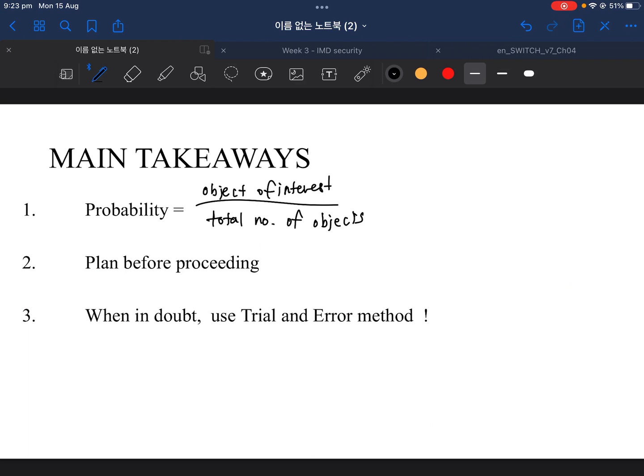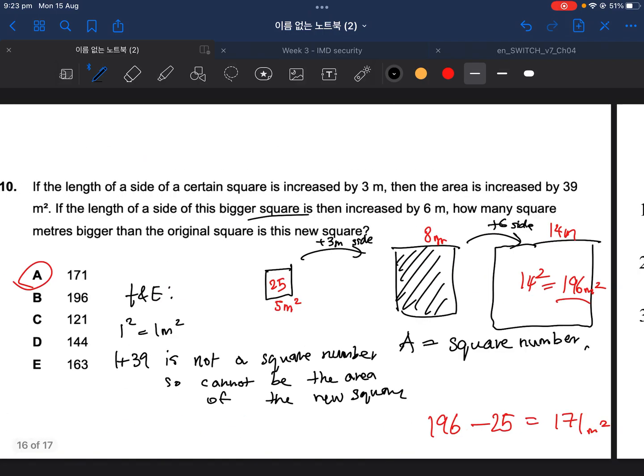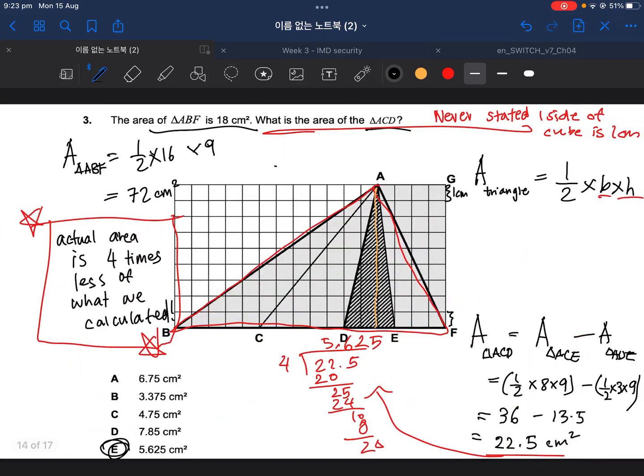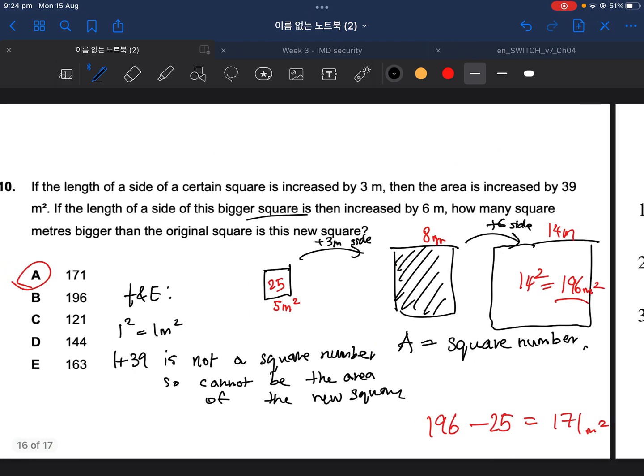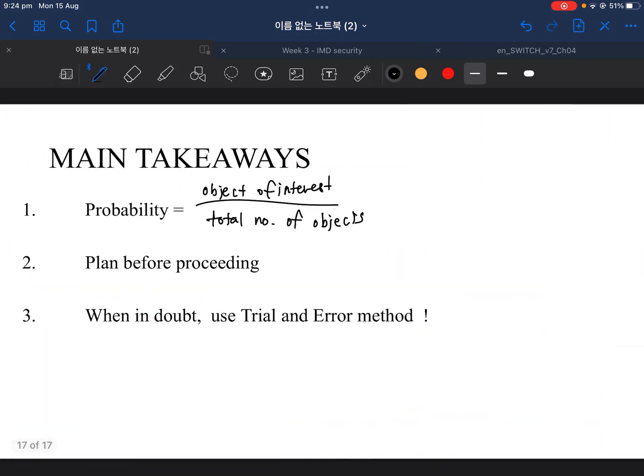Dot point number 2, plan always before proceeding. Okay, plan before working something out. And why do I say that? Well, because look at question 3. Look at how many steps we had to go in order to solve this. Number 1, we realized that we couldn't find ACD straight away, so we had to realize that in order to find the answer, we need to subtract 2 triangles in order to find the area of ACD. Okay, so always plan before proceeding. I can't stress how important this is.